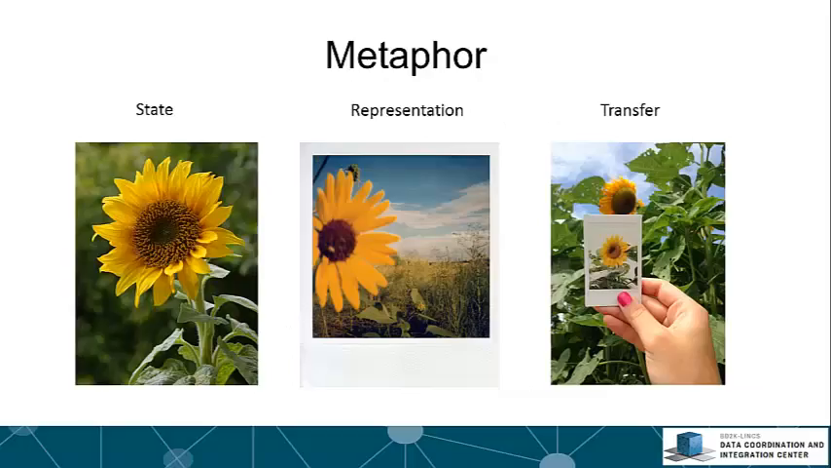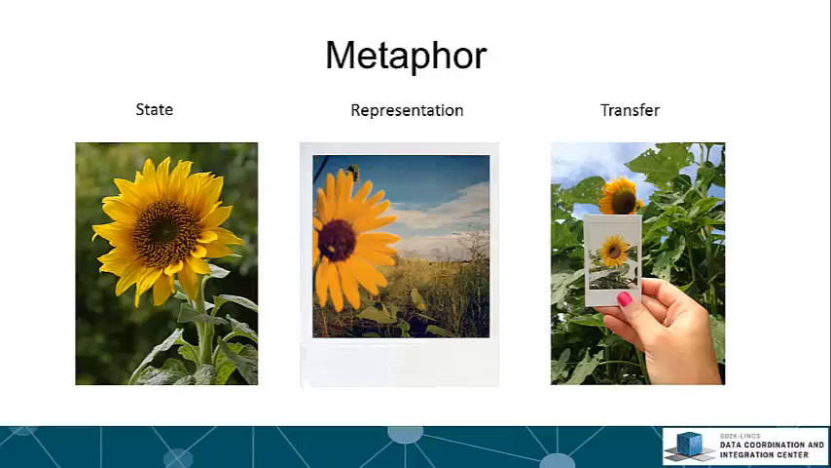There was a lot on that last slide, so let's review with an analogy. In this analogy, a computer program is a sunflower. It's a real living plant. It grows and changes over time. It's not on this slide. And the state is a frozen moment in time in the life of the sunflower, the image on the left.